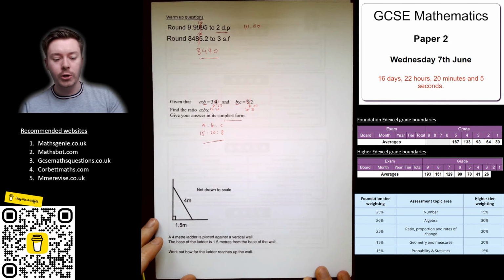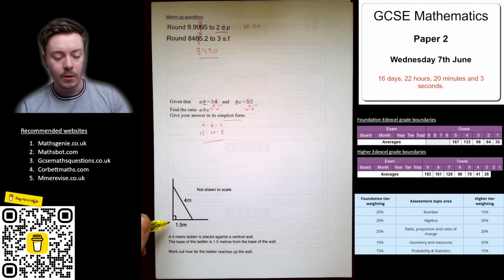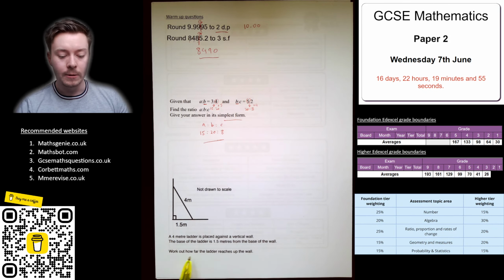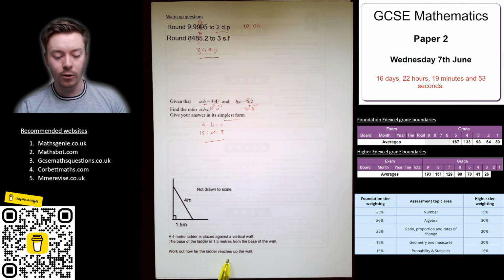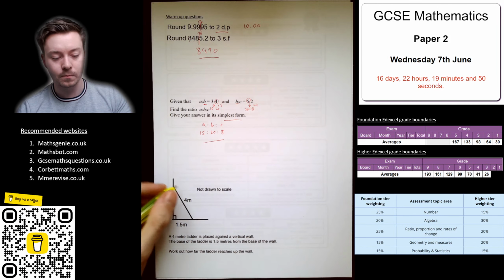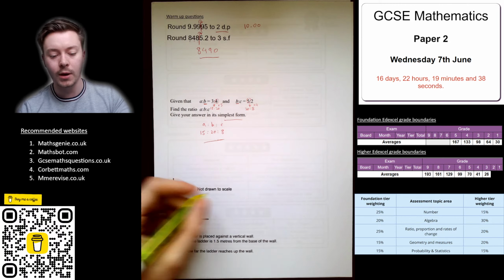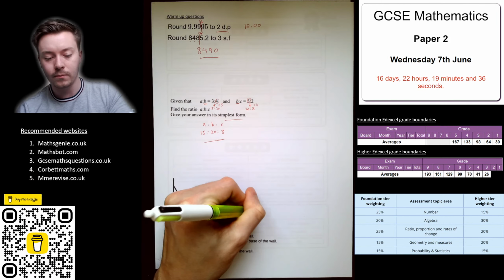And then the last question here is Pythagoras. So a 4-metre ladder is placed against a vertical wall. The base of the ladder is 1.5 metres from the base of the wall. Work out how far the ladder reaches up the wall. So we've got 4 metres here, 1.5 metres at the bottom. Opposite my right angle is the hypotenuse, so I need to do 4 squared, subtract, because I'm working out a shorter side, 1.5 squared, and square root it.